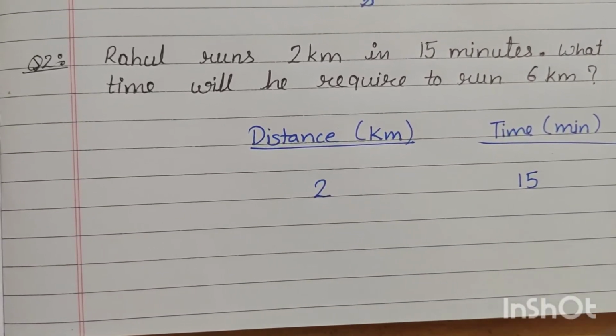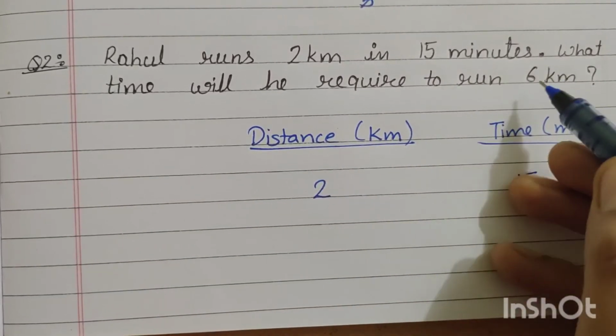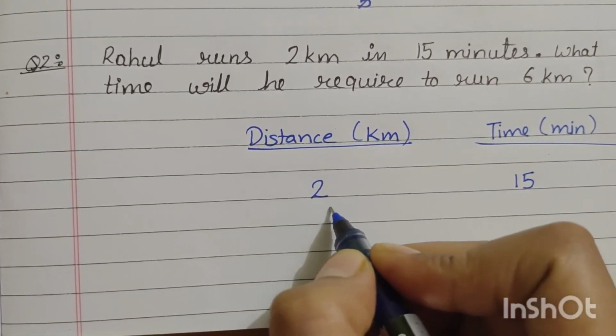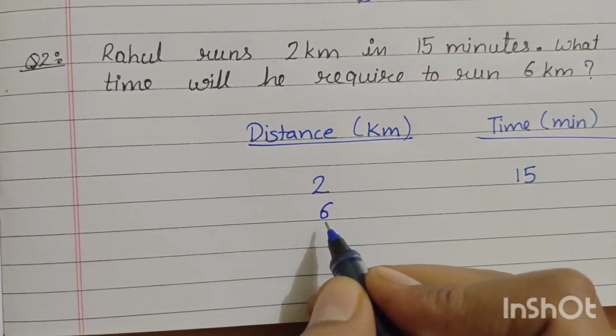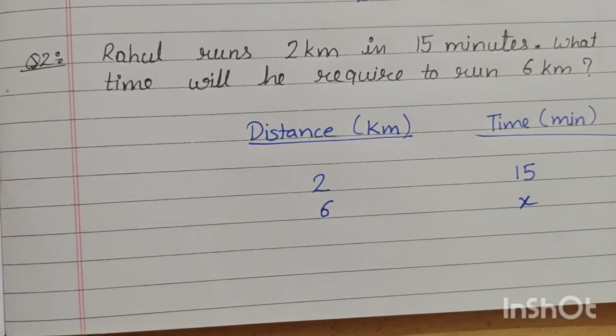Okay, next is what time will he require to run 6 kilometer. This time आपको किलोमीटर की वैल्यू गिवन है ना, तो आपको डिस्टेंस गिवन है, इट मीन्स आपको 6 गिवन है, मगर आपसे पूछा है कि कितने टाइम में वो इतना किलोमीटर रन करेगा. सो दिस मस्ट बी x, है ना.